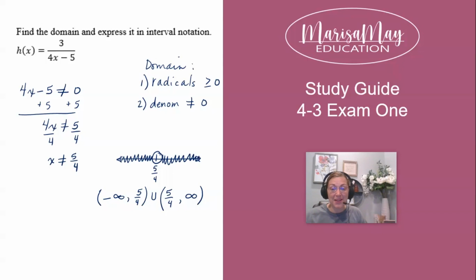It looks pretty complicated just to leave out the value at 5/4, but this is how we have to do it with interval notation.